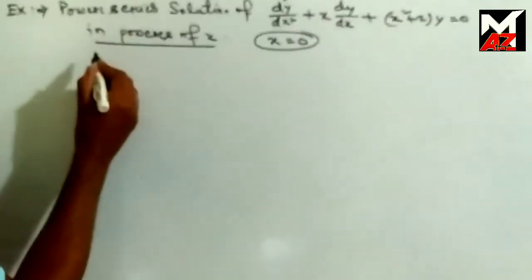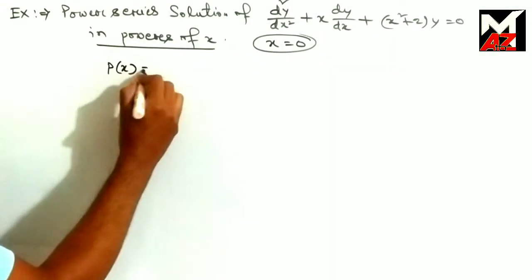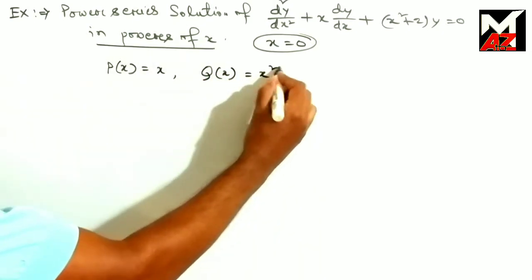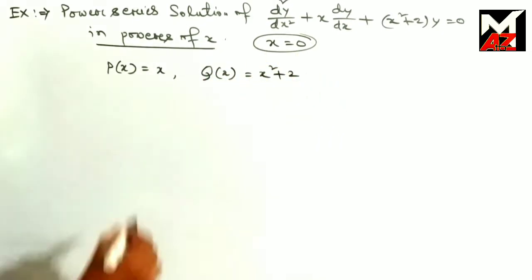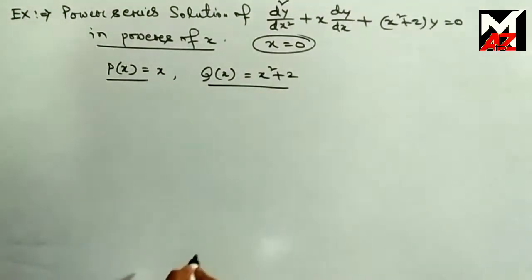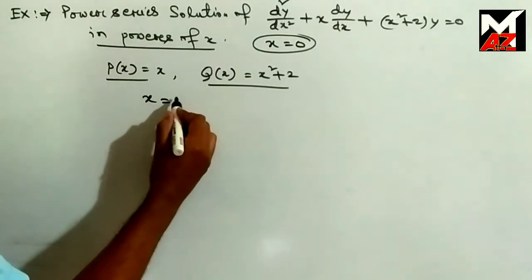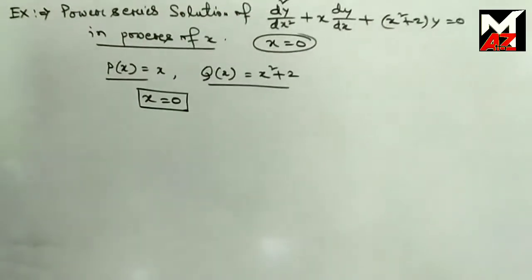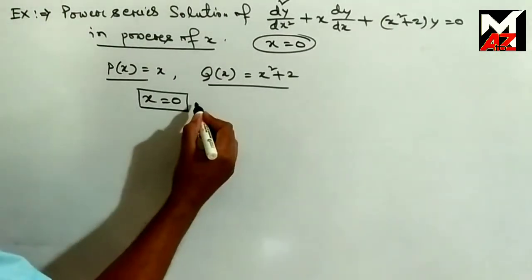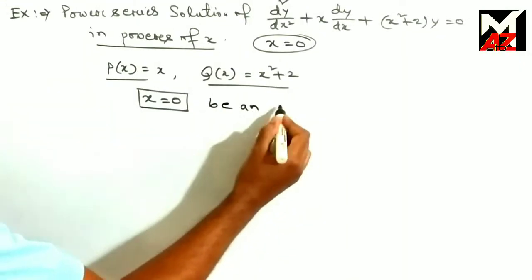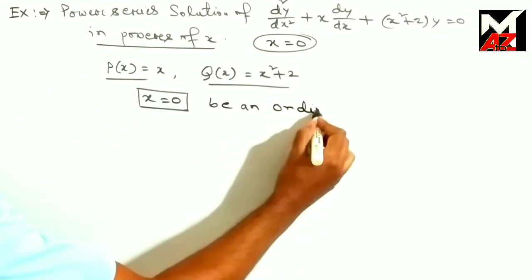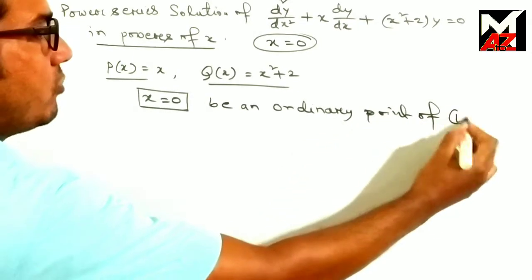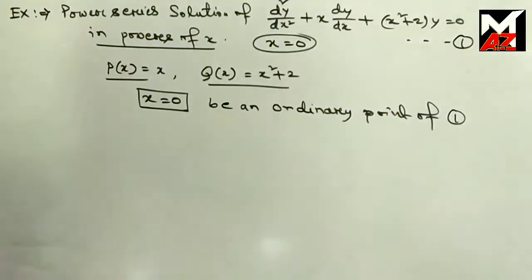Now here p of x is x and q of x is equal to x square plus 2. Here both are analytic everywhere. So it is analytic at x equal to 0 because our target is x equal to 0. So x equal to 0 is an ordinary point of equation 1. This is 1.